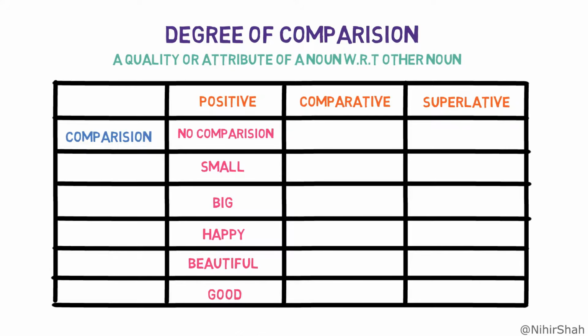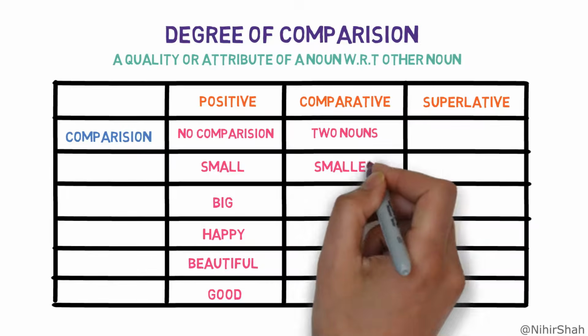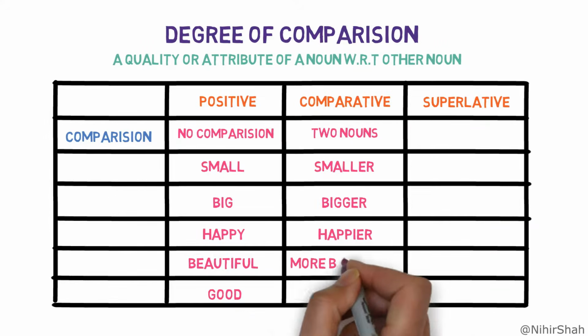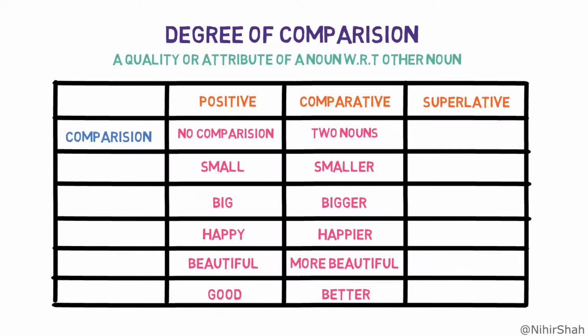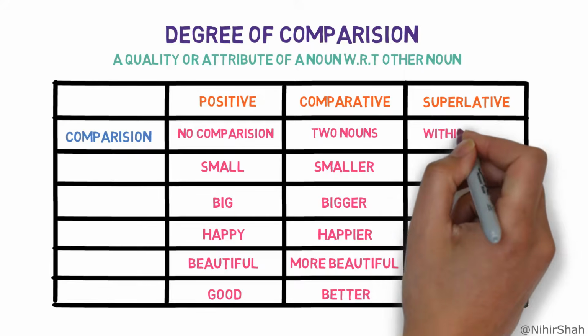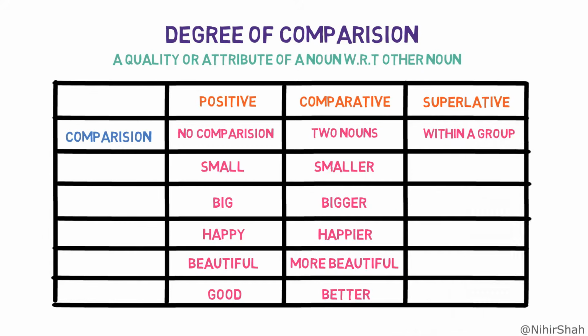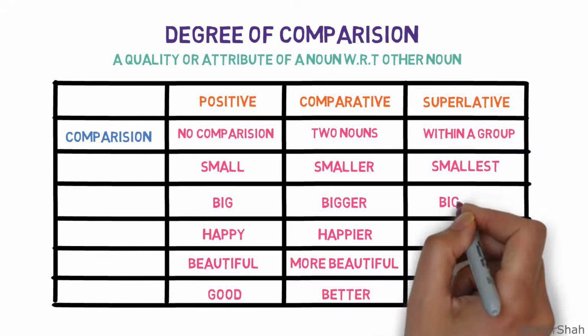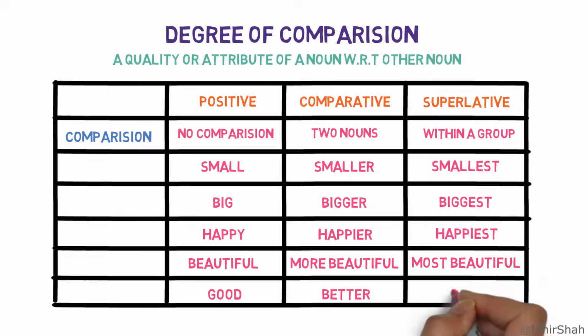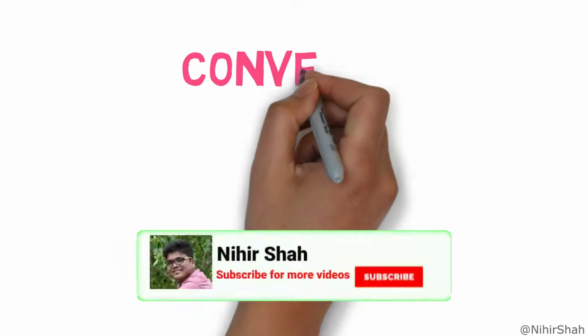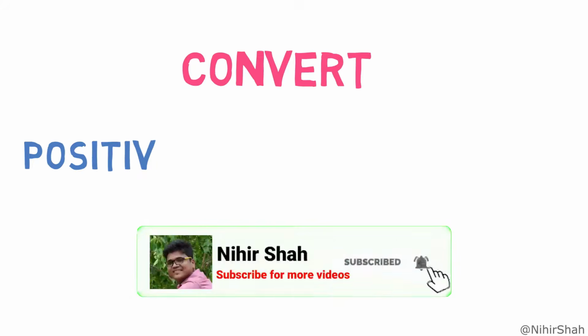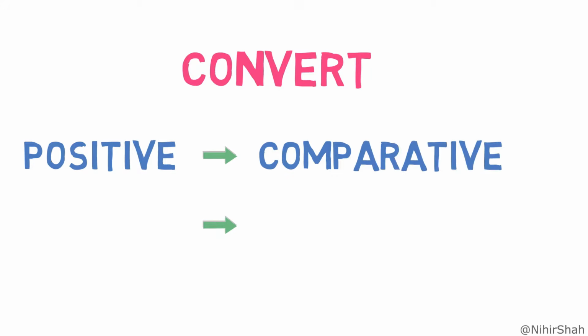The comparative degree of an adjective is used to compare two things or individuals. Examples: smaller, bigger, happier, more beautiful, better. And the superlative degree of an adjective is used to express the highest degree or quality of something within a group or in general. Example: smallest, biggest, happiest, most beautiful, best. So these are the examples of positive, comparative, and superlative degree. Now let's dwell into the rules for converting adjectives from positive degree to the comparative and superlative degrees.